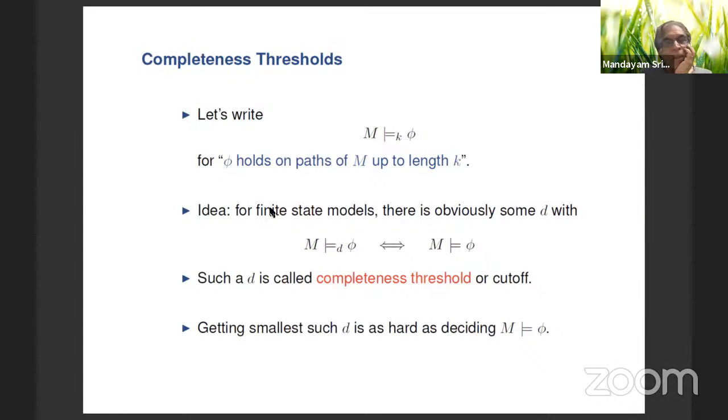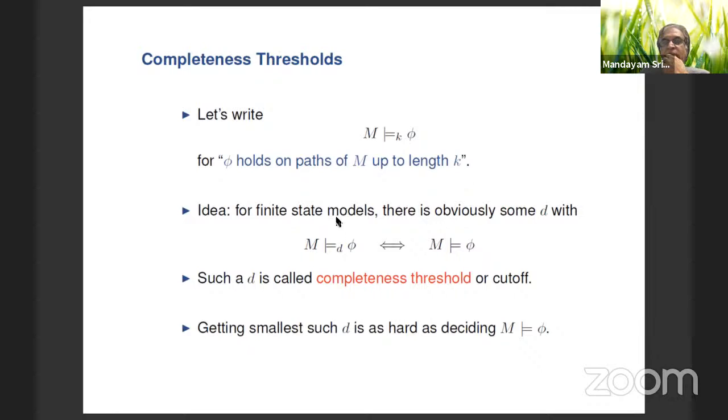Okay, so you've seen this. Let's write M ⊨_K φ to mean that φ holds on paths of M, the Kripke structure M, for up to length K. We say that M in a bounded way, with a bound K, satisfies φ. It means that φ holds on all paths of M for up to length K.